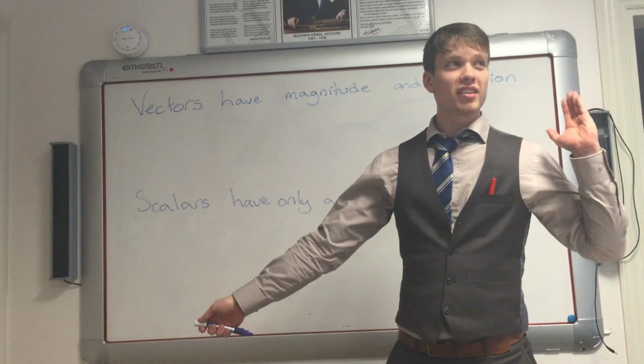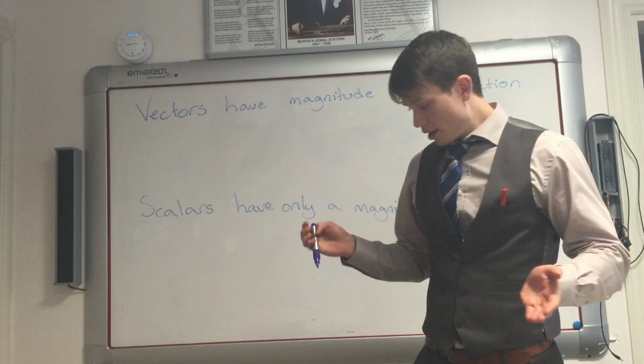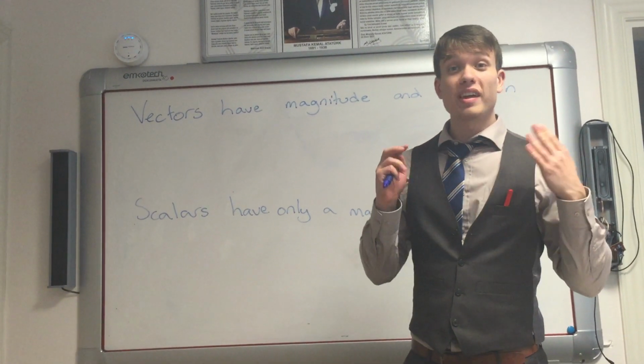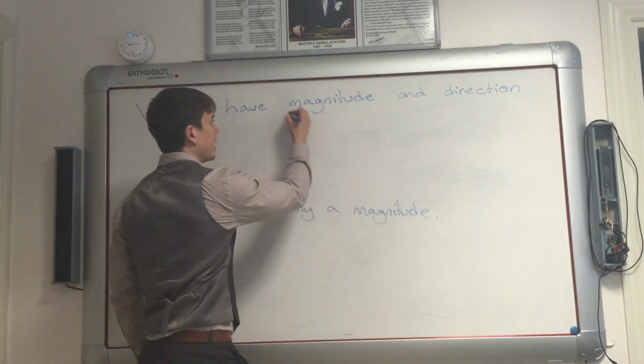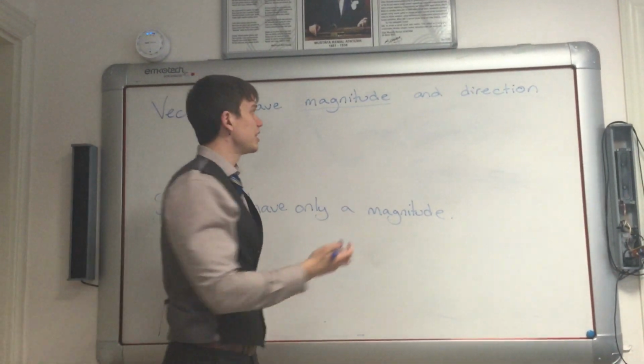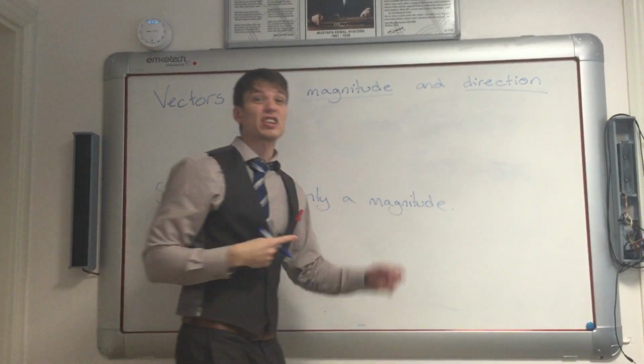So what is a vector? It is any quantity that has both a magnitude and a direction. A magnitude is the size of the quantity, how big the quantity is. Direction is which direction it's pointed in.